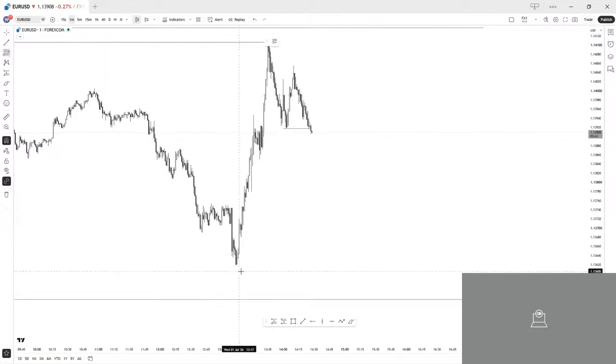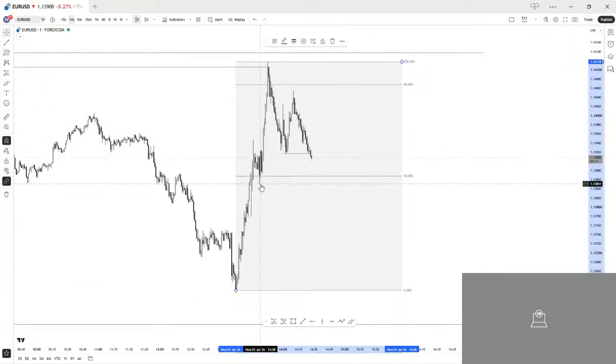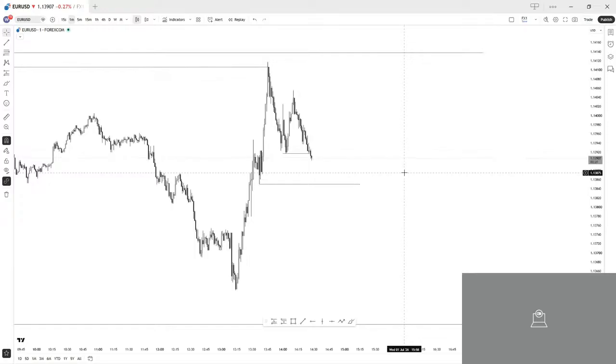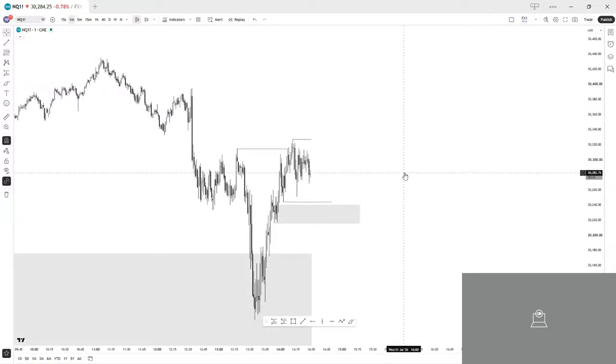If we go anywhere below 50% of this range, I don't really like it. Basically, this low would be difficult for me to think about buying. So EURUSD and all these pairs, I think we have to wait.